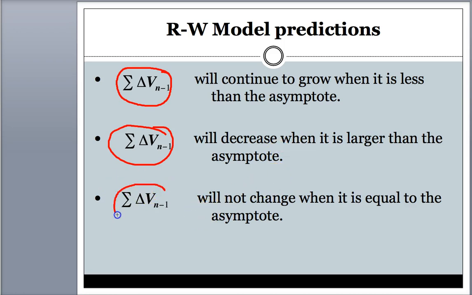And if for any reason what's left to learn is equal to the asymptote, so when the sum of all of the delta V's is equal to the 100, then when you take lambda minus the sum of all of these, you get 0 and you get no change. And so that's actually what happens with the Rescorla-Wagner model. So it makes some very specific predictions, and yet all three of those predictions are upheld when conducted on real organisms.